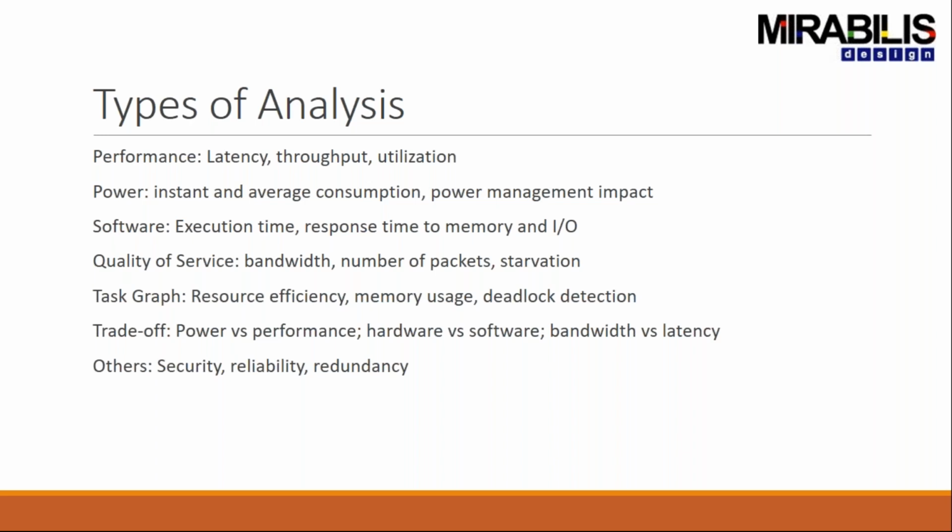The type of analysis. A variety of analysis that can be done using our tool is listed here. In performance, we can analyze the latencies, throughput, and utilization. Latency is basically the time taken for the task to complete. The throughput is the rate of data transfer, and utilization is how much resource has been utilized.